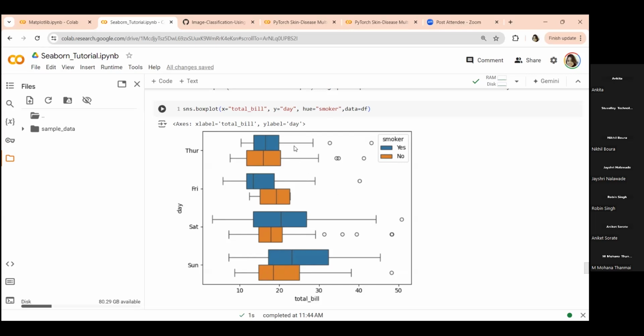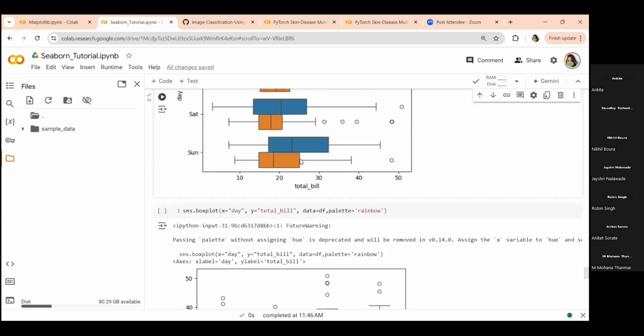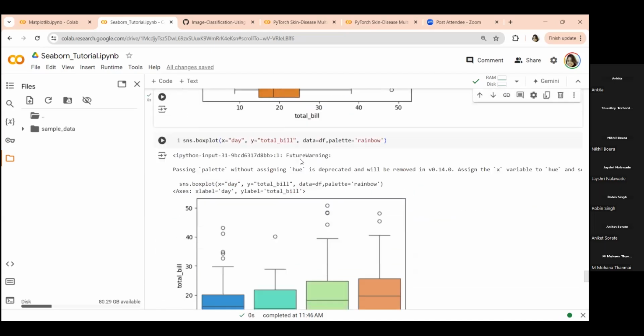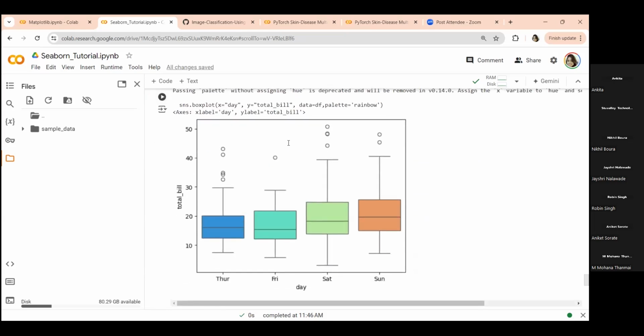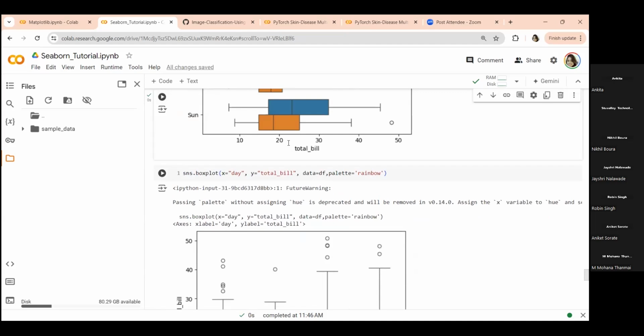So from this graph, we are comparing these categorical features with these continuous features, and we are also using another parameter here, that one is the smoker. So this graph is representing the relationship between these three features: the smoker, the day, which day the maximum smokers are present, and which amount of bill is paid by the smokers and the non-smokers. Okay, this graph is like this.